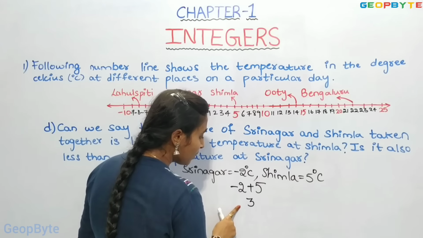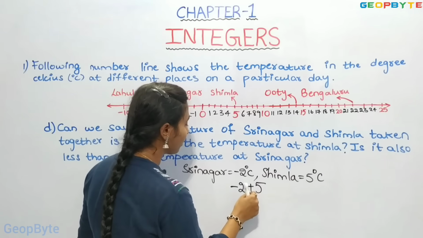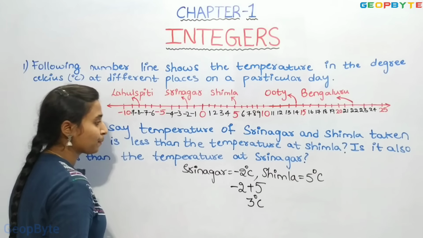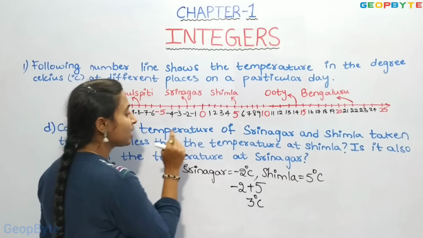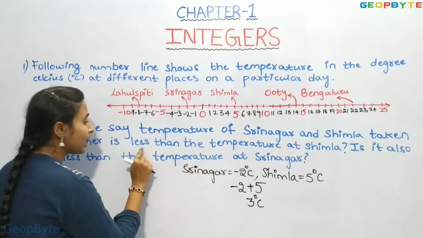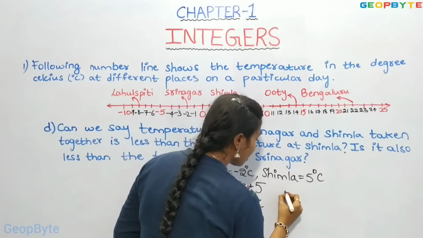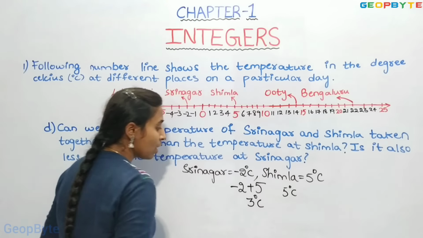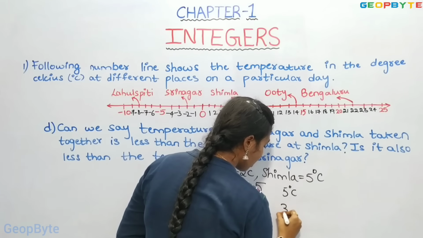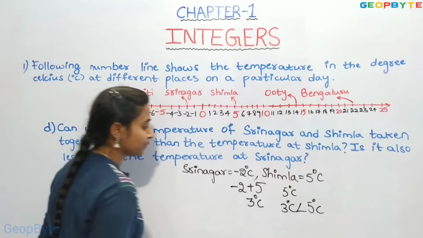And the sign is the sign of the greater number. We have plus on the number 5, so it is plus only. We got 3 degrees Celsius. Now what is the question? Can we say the temperature of Srinagar and Shimla taken together is less than the temperature at Shimla? What is Shimla's temperature? 5 degrees Celsius. What did we get? 3 degrees Celsius. Yes, we got a temperature less than Shimla's temperature.